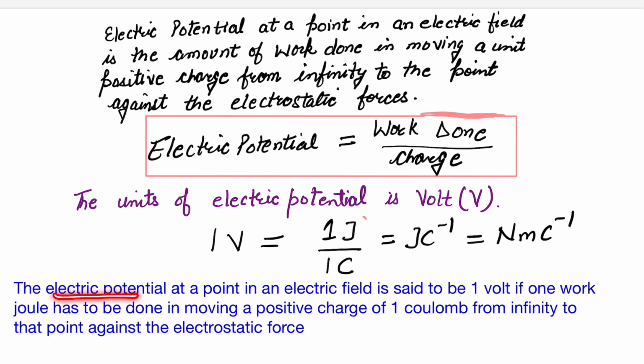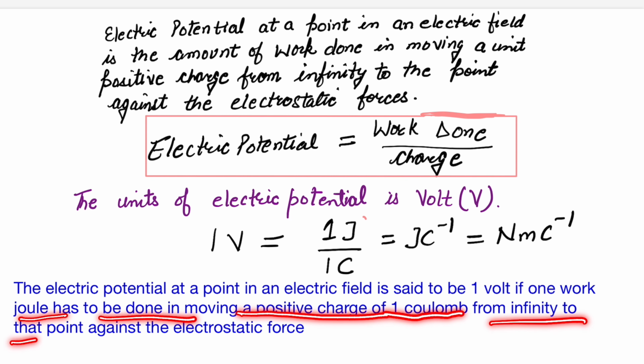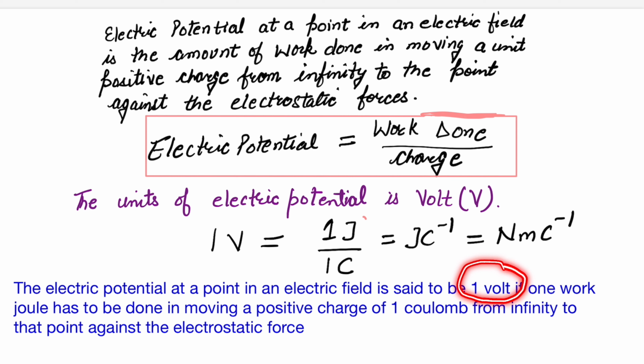We can say the electric potential at a point to be 1 volt if 1 joule work has been done in moving the unit positive charge of 1 coulomb from infinity to that point against the electrostatic force. So 1 volt is the ratio of the amount of work, that is 1 joule, which is done for moving the unit positive charge of 1 coulomb from infinity to a certain point against the electrostatic force.